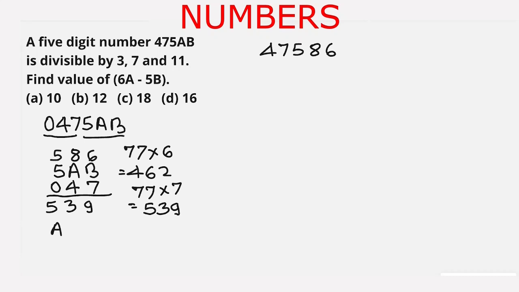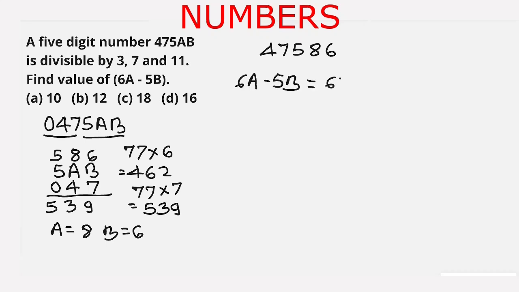So A comes out to be 8 and B comes out to be 6, as 5AB is 586. So A equal to 8 and B equal to 6. Now we can easily find the value of 6A minus 5B.